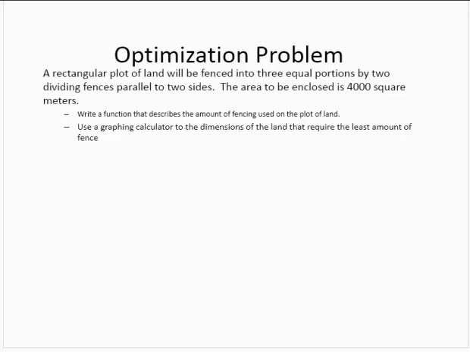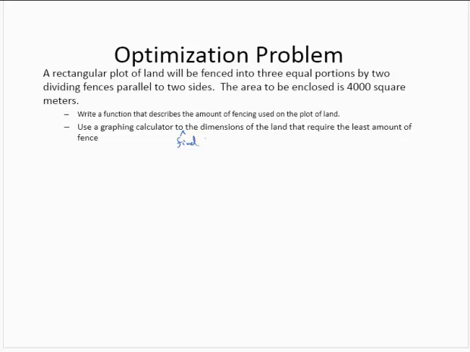A rectangular plot of land will be fenced into 3 equal portions by 2 dividing fences parallel to 2 sides. The area to be enclosed is 6,000 square meters. Write a function that describes the amount of fencing used on the plot of land. Use a graphing calculator to find the dimensions of the land that require the least amount of fence.